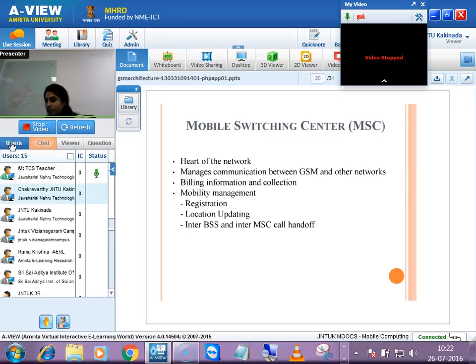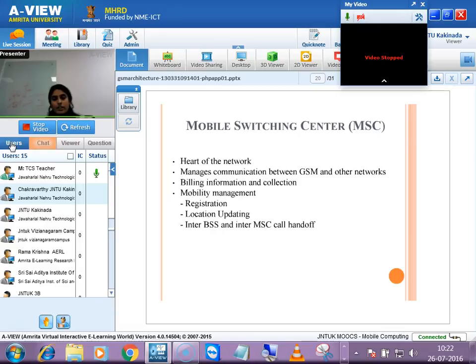The other networks can be lower networks, and billing information and collection. Whether he is prepaid or postpaid, as I told you, how to bill him, whether he has extended his services, or whether he paid the bill, whether he is allocated these resources, these kind of things will be taken care of. Authentication vectors will be generated, and the HLR will be giving this kind of information.